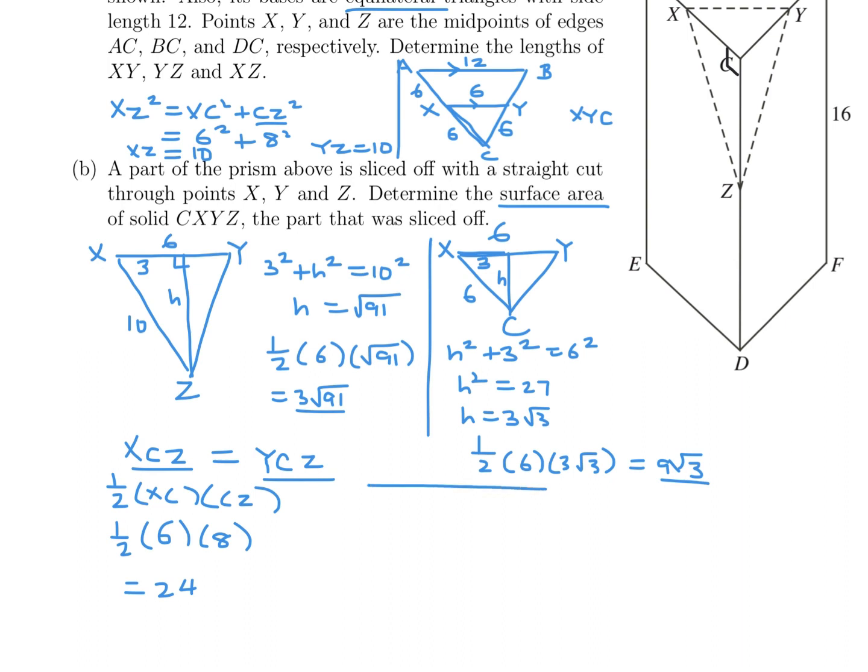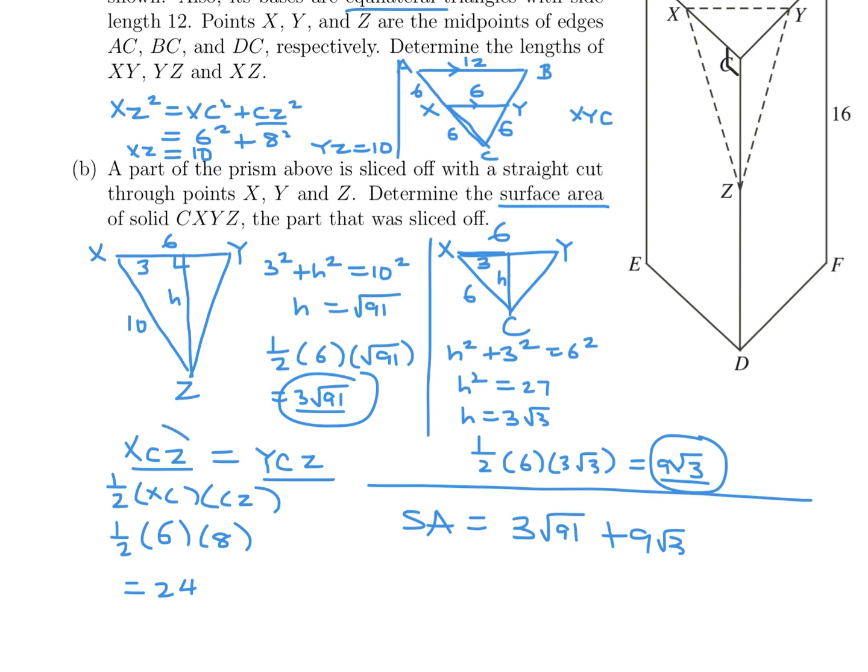So now the full surface area: we've got this 3 root 91, we've got this 9 root 3, and then we've got XCZ, which is 24, and YCZ, which is also 24. And there you go, that pretty much does it. That would be 48, so it's obviously a mixed radical.